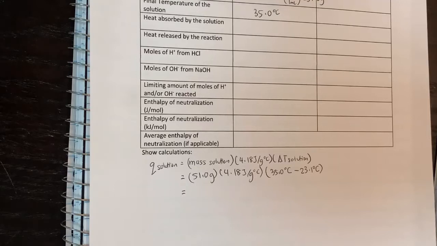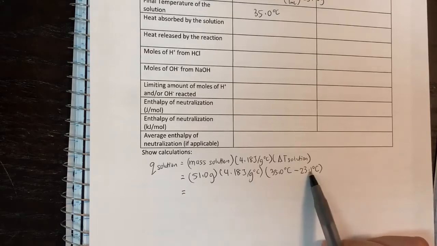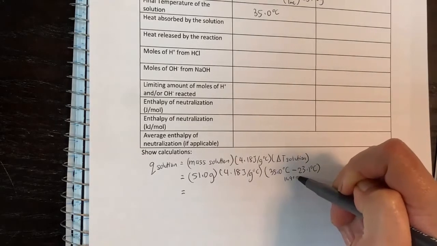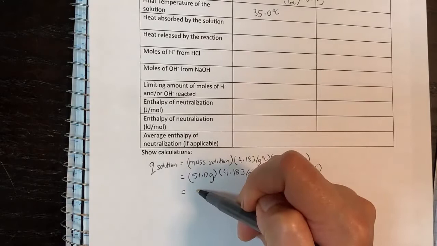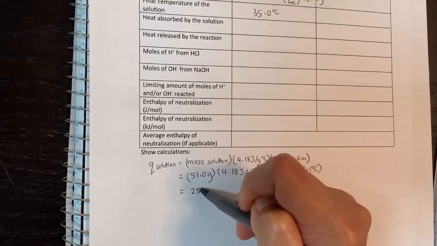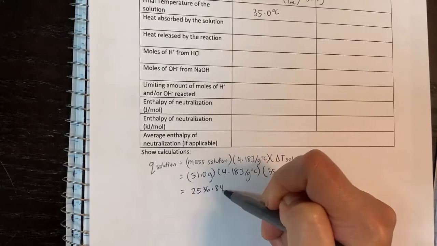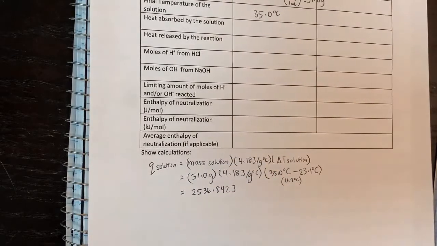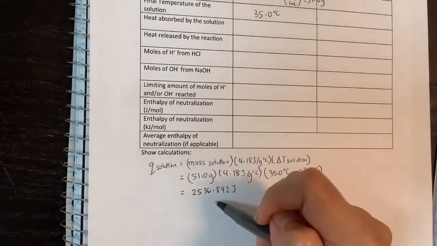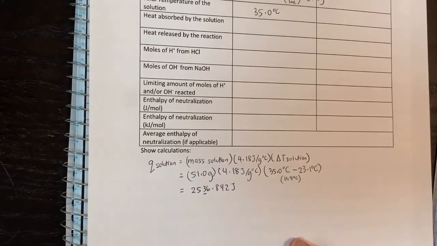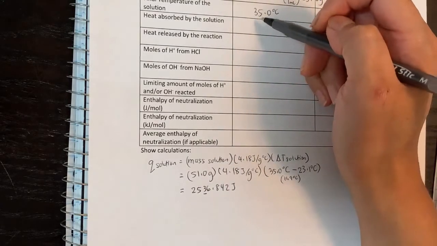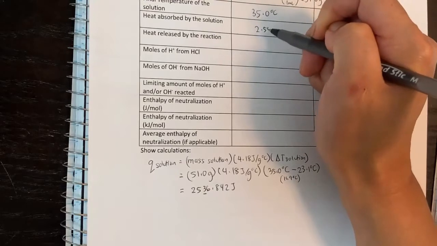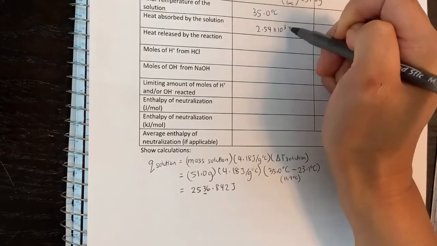So 35 minus 23.1, this number is going to be 11.9 right here, okay? So put a little bracket right there. So you take this times this times this, and you end up getting 2536.842. So again, a really long list of numbers, but really we only need to keep 3 sig figs here, so it stops right there, okay? So that goes over here. I'm going to go ahead and write down, I get 2.54 times 10 to the power 3 joules, okay?